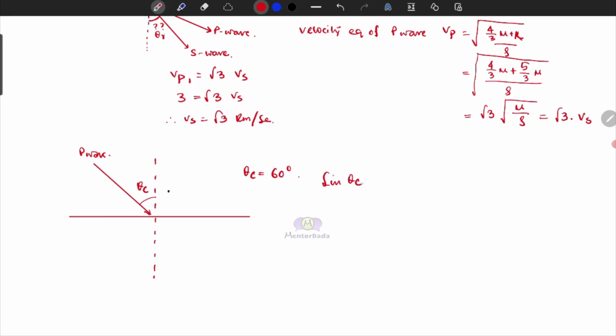So sin theta c equals Vp1 by Vp2 according to Snell's law. So you have to determine Vp2 first, that is the velocity of P wave in medium 2. This is your medium 1 and this is your medium 2.